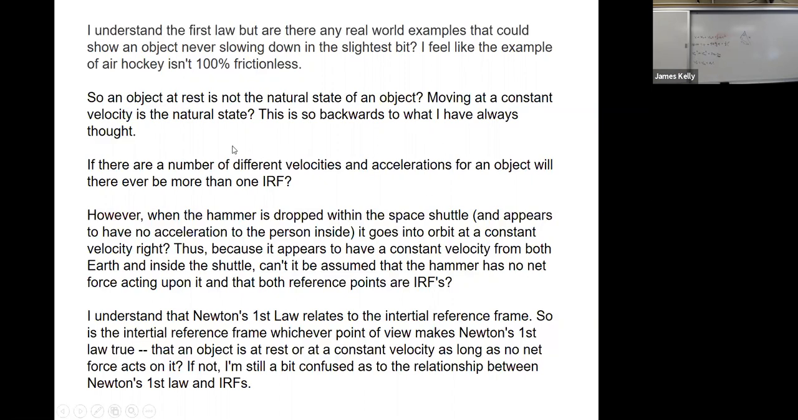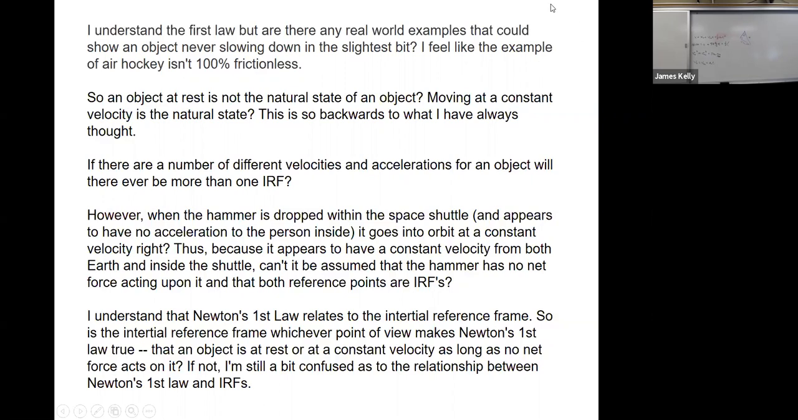If there are a number of different velocities and accelerations for an object, will there ever be more than one inertial reference frame? Well, yes, we just gave an example of 2 inertial reference frames from which we could observe something in deep space, and clearly there are going to be an infinite number of them moving at different speeds with respect to that object, different velocities. So there are always an infinite number, although usually there's kind of only one that makes sense for a problem.